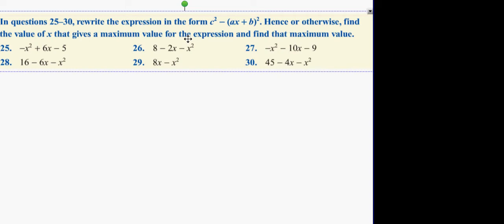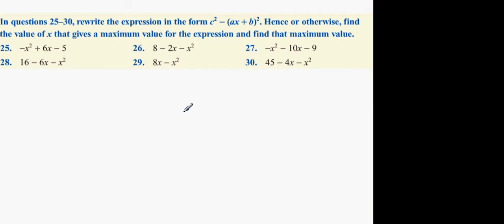Question 29. We're asked to rewrite the expression in the form c squared minus (ax plus b) squared. Hence or otherwise, find the value of x that gives the maximum value of the expression, and find that maximum value. Step 1 is to write down your ax minus x squared.